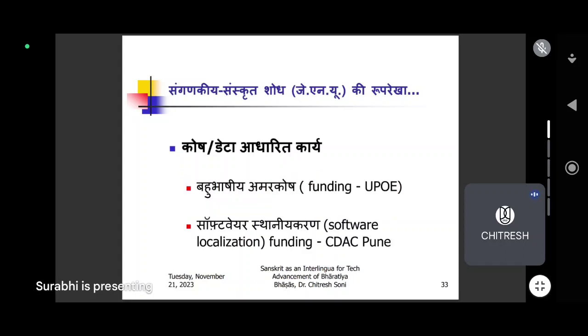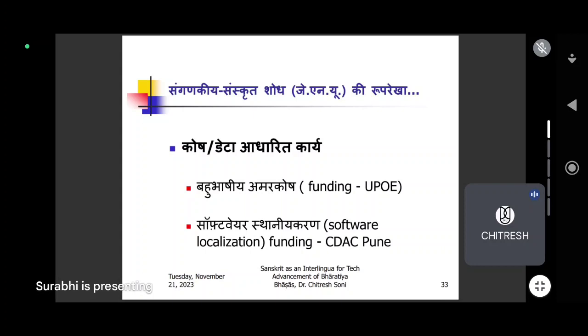Then kosh data based work, Multilingual Amar Kosh. This work was also done. Multilingual Amar Kosh, then software localization also. It was funded by CDAC Pune. So Amar Kosh, and now we are working on linking all these koshas, Mahabharat Kosh and other koshas, and all these dictionaries to each other.